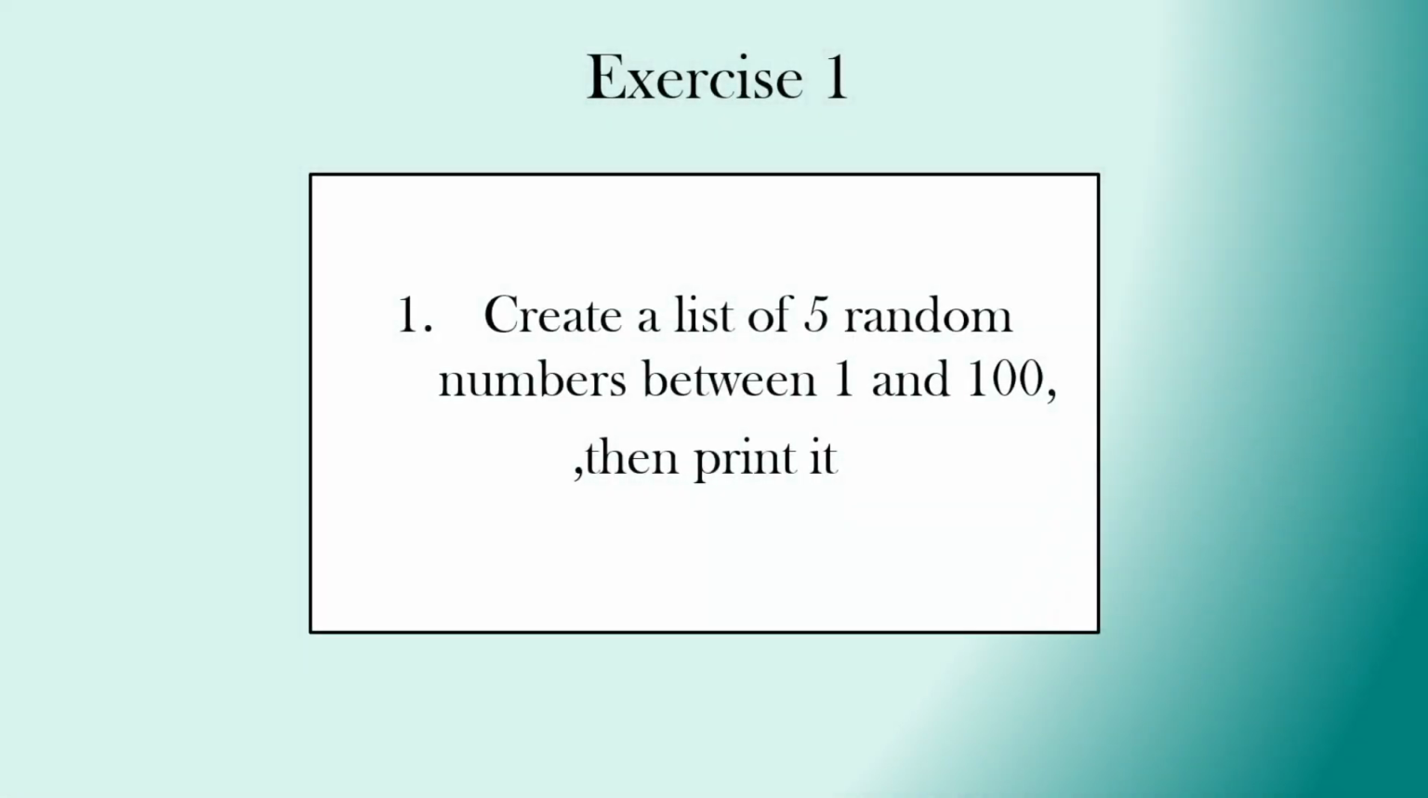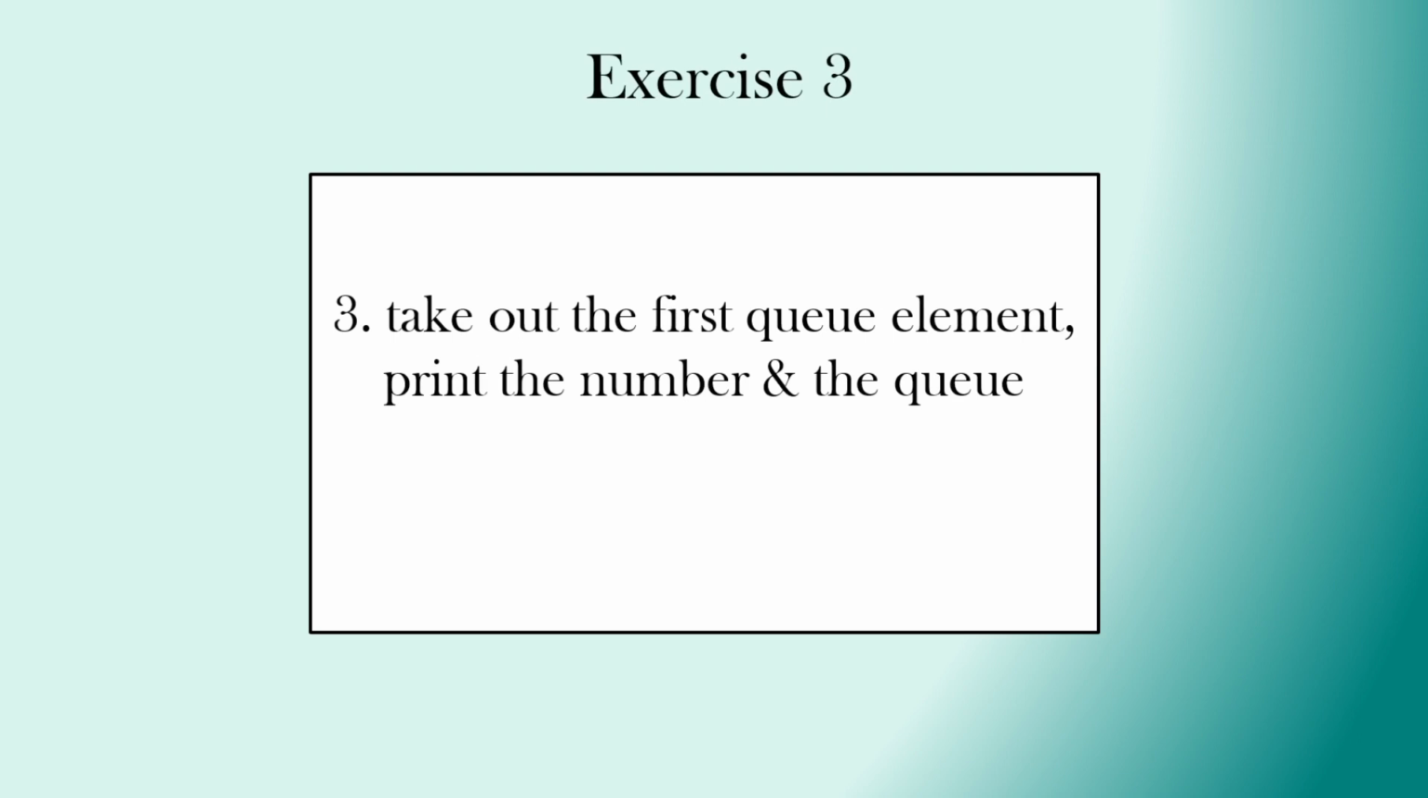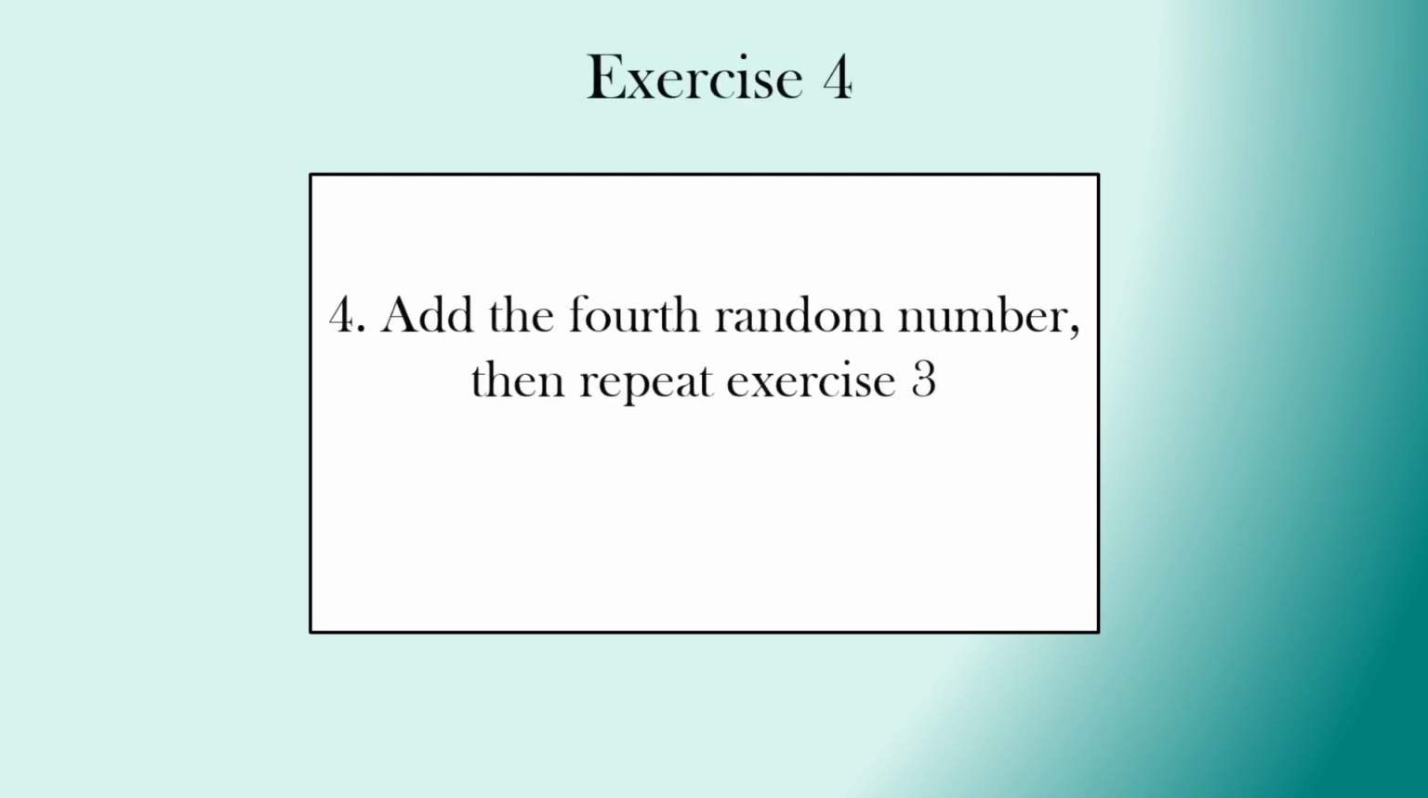We've got one practice exercise, but we've split it into 5 parts. So let's go through them. Exercise 1, or part 1: create a list of 5 random numbers between 1 and 100 and then print that list. Exercise 2: put the first 3 elements from that list into a queue using deque and then print that deque, or print that queue. Exercise 3: take out the first element from that queue, print it and print the rest of the queue.